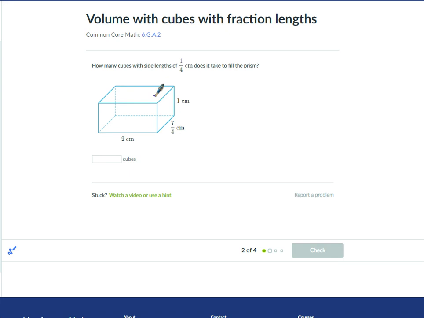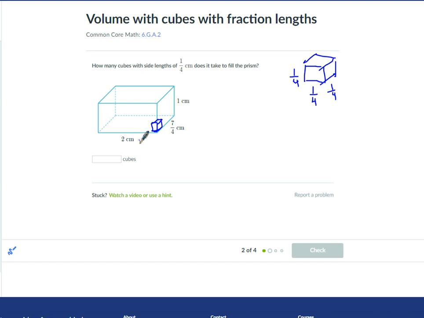Well, if I have a cube with a side length of 1/4 centimeter, it would look like this. 1/4 for the height, 1/4 for the width, and 1/4 for the length. If I placed that cube on the figure or inside this prism, it would be splitting up all the dimensions that were given, 2, 7/4, and 1. So what they're essentially asking is, how many splits could it make?